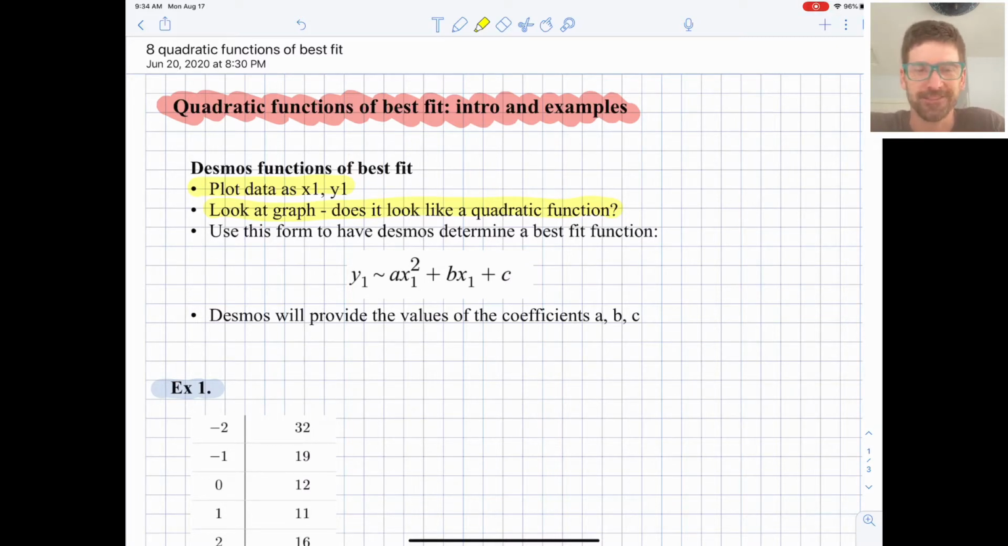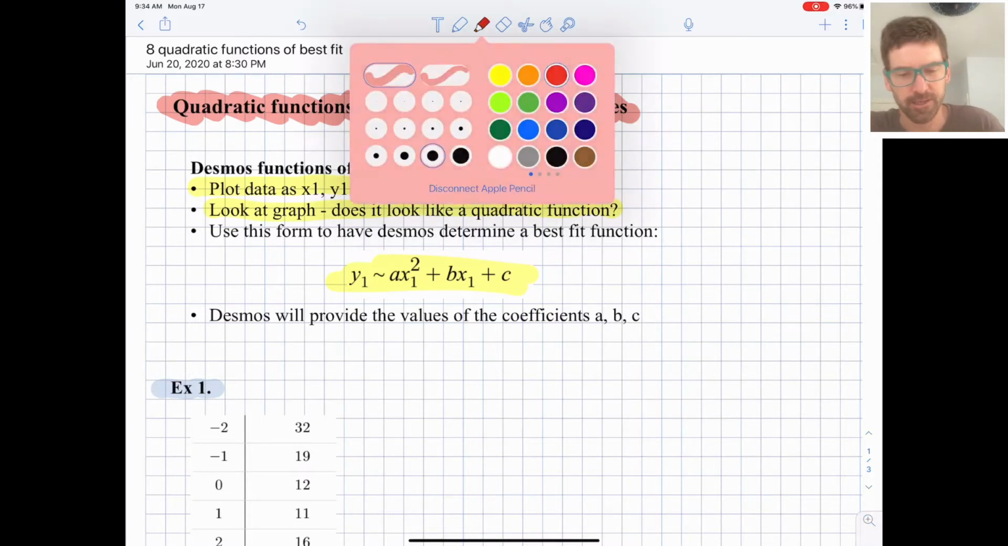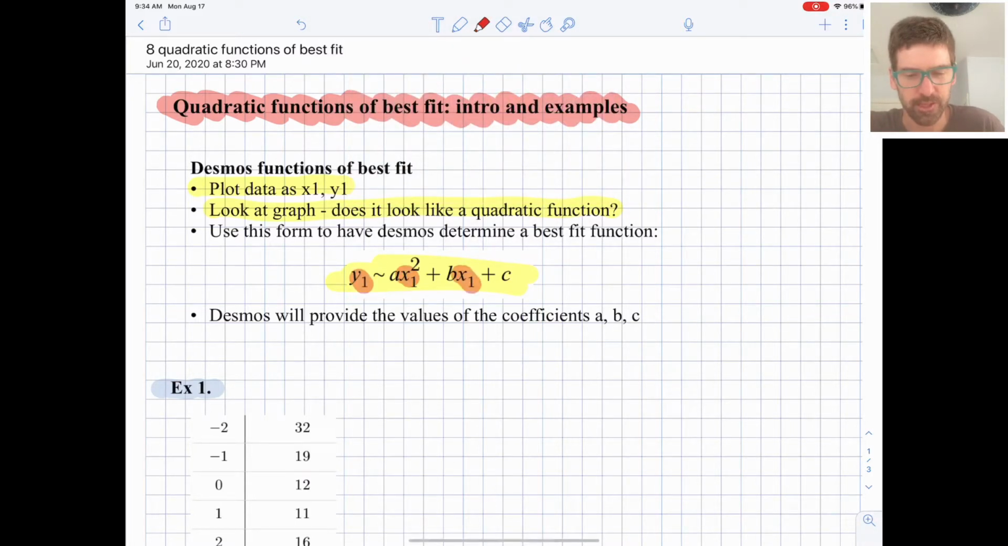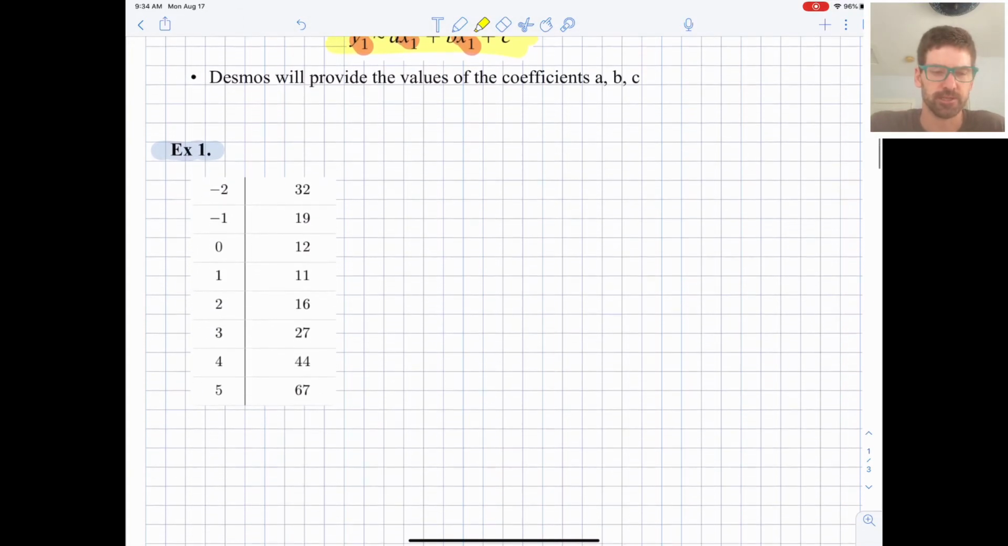Choose something else. Okay. And you're going to use this form. You're going to type in an equation in this form to basically tell Desmos, hey Desmos, find a best fit equation for me. Okay, and you want the y1, x1, and x1 to match what you have set up your table as. So if you put in your data in a table where things are labeled x3, y3, you're going to want your equation to be y3 with an x3, etc. And then Desmos will give you basically the answer. Okay, so we're really just trying to learn how to use Desmos to get the answer today.